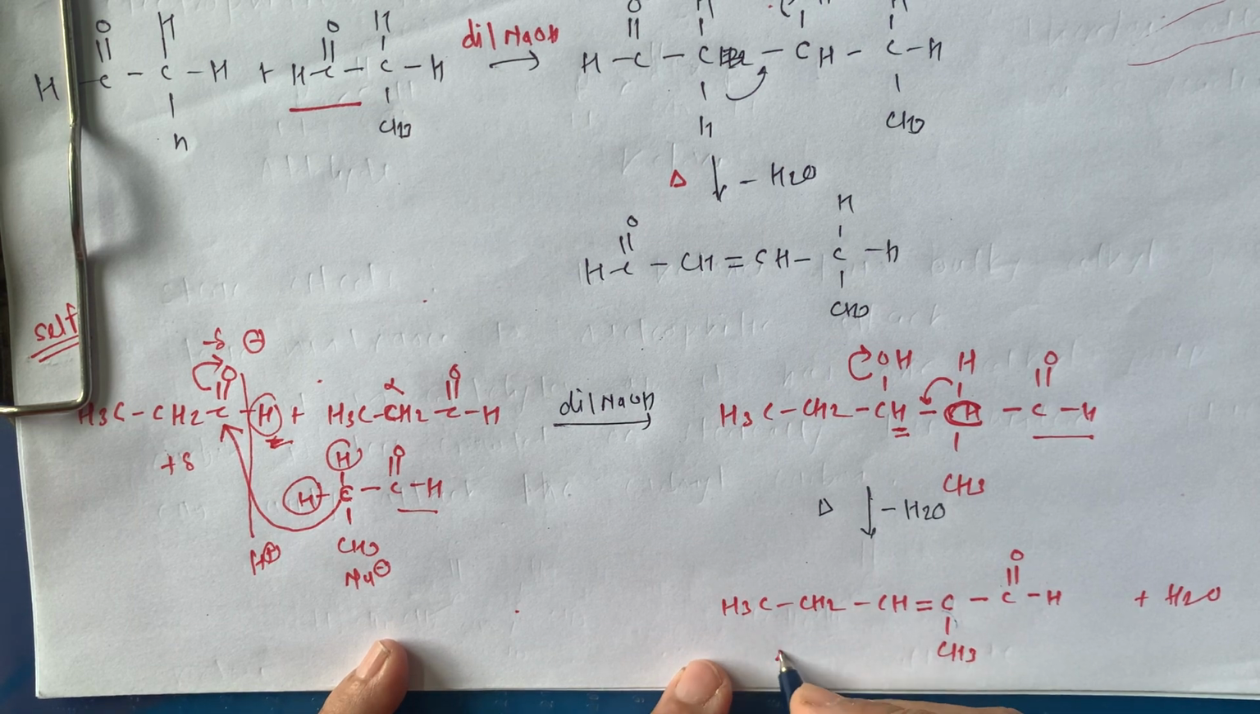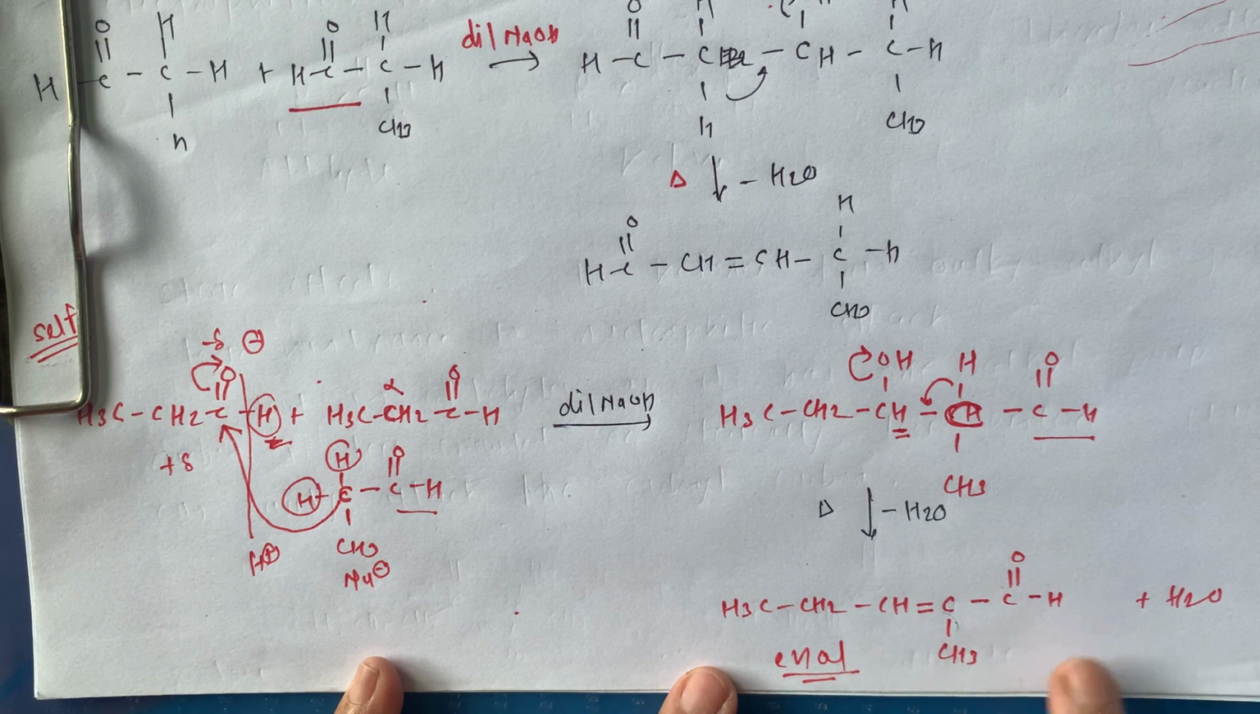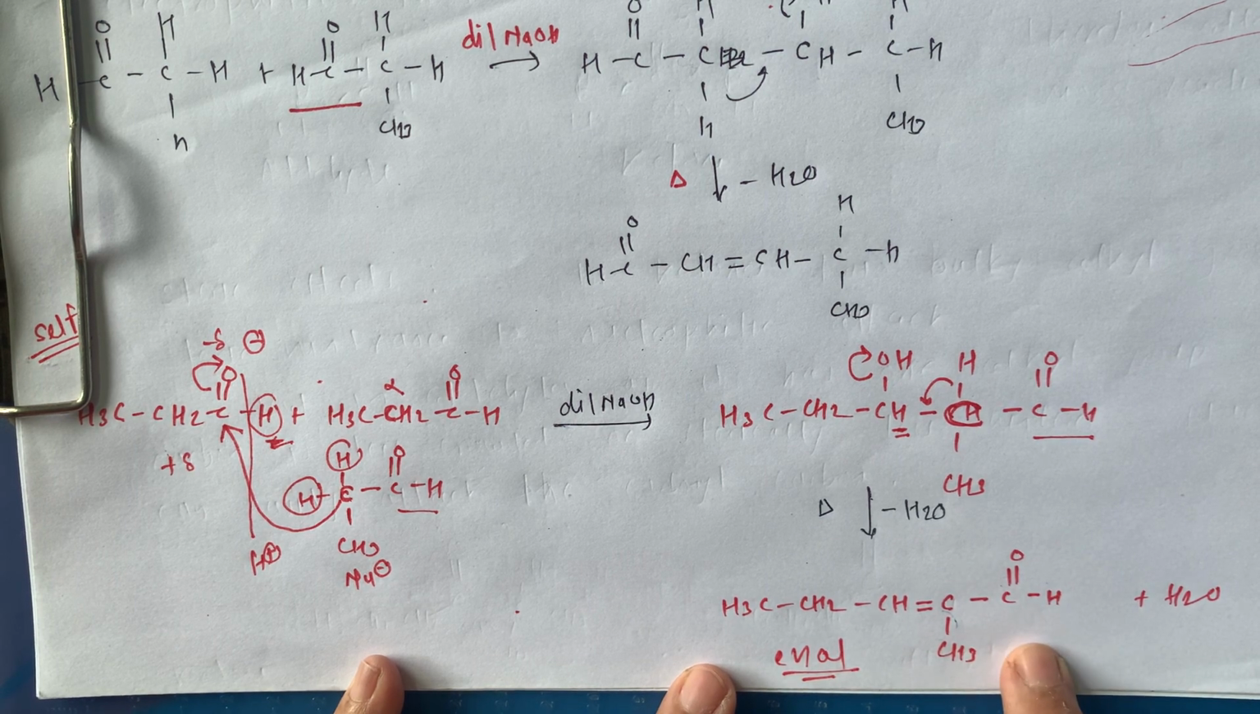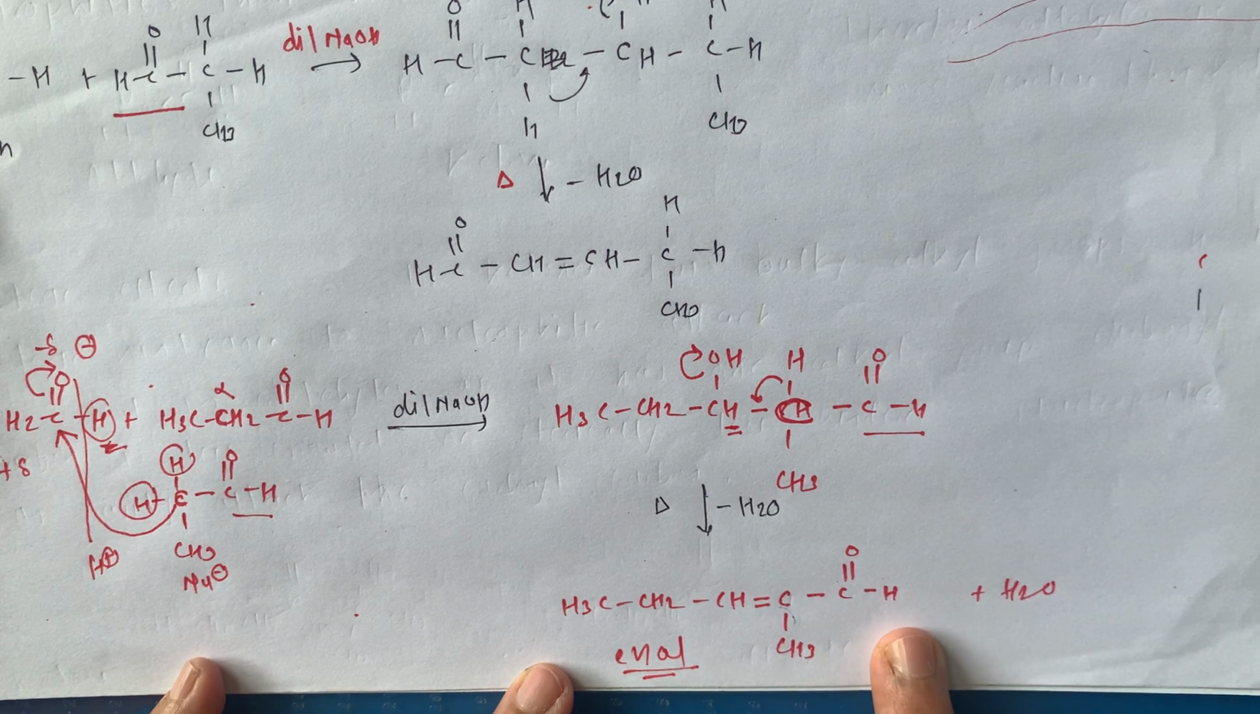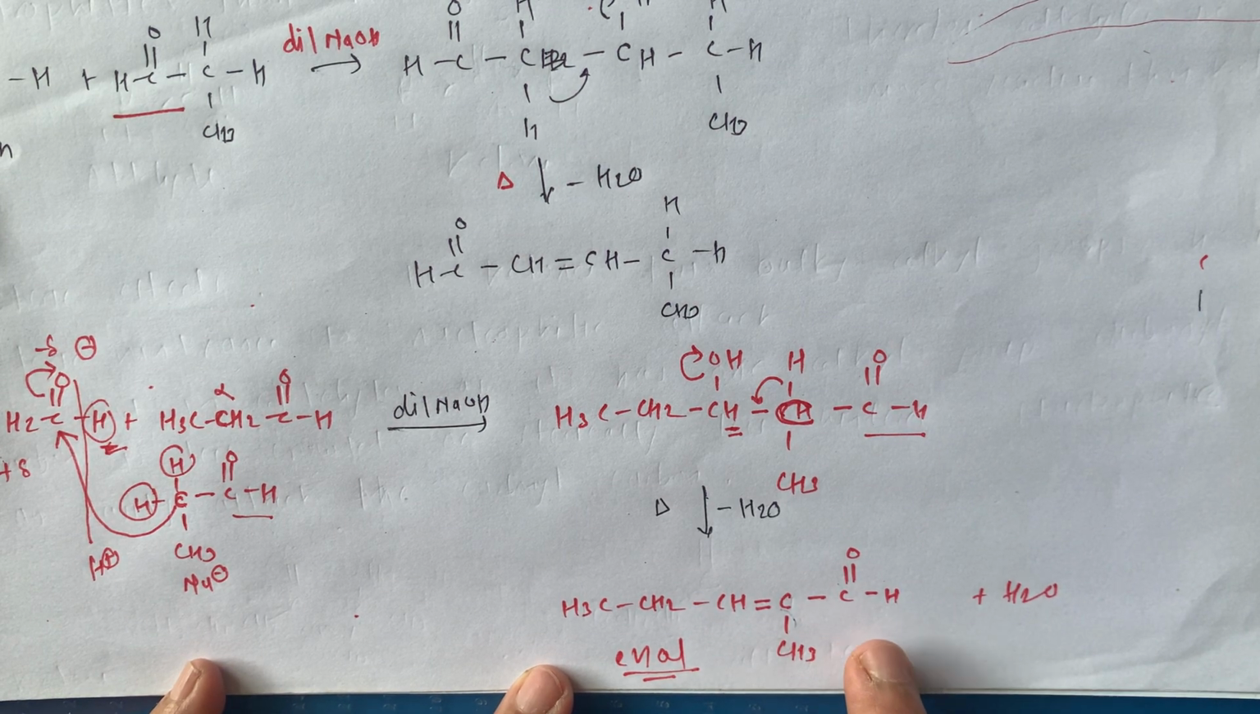This is enal. Now homework is that you have to write down the IUPAC nomenclature of this product. Write it down. In the textbook it is given, but first you try this and then check your textbook. What is the name of this compound?